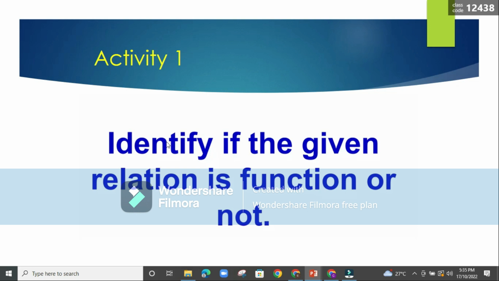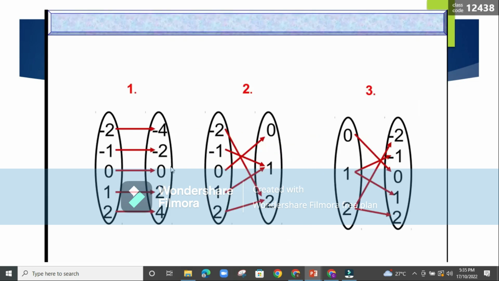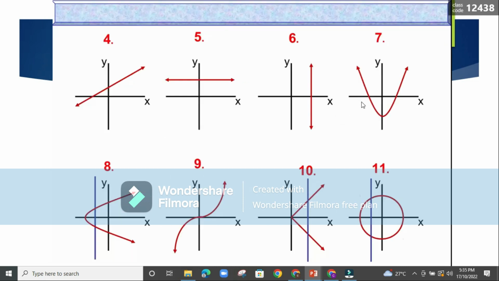So for activity number 1, you have to answer this in your activity notebook. Identify if the given relation is a function or not. So we have here number 1. You have to answer this one. This is number 2, number 3, number 4, number 5, number 6, number 7, 8, 9, 10, and 11.